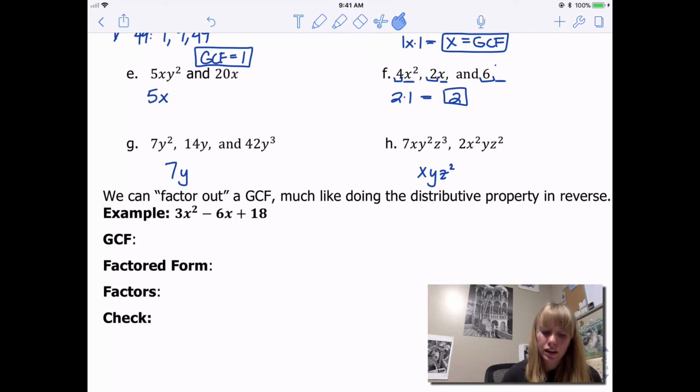So looking at E, 5 is a factor of both 5 and 20. They both have an x, so that's part of my GCF, but the second term does not have a y squared, so I just have a 5x as my GCF.